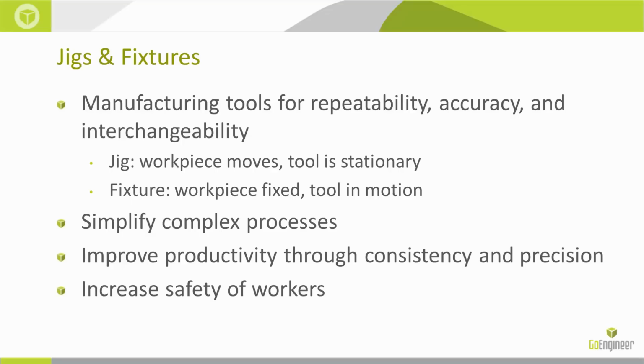Jigs and fixtures improve productivity by creating a consistent scenario and allowing somebody to assemble or complete a task precisely. They also increase the safety of workers by removing a worker from the vicinity of the action. Basically, a jig or a fixture acts as one extra step or one extra link between what can cut you or what can hurt you and a person's hands.